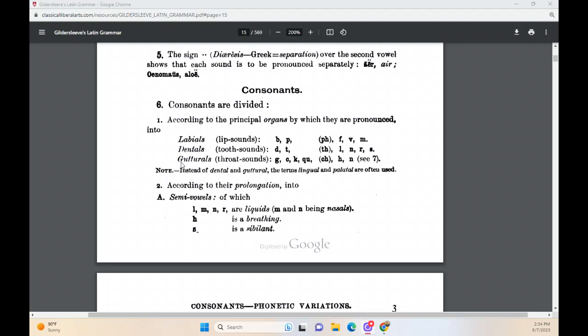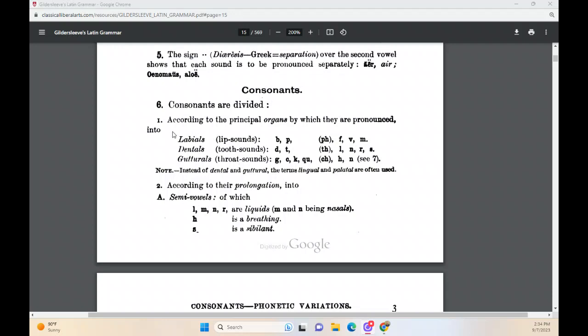And gutturals are consonants that are pronounced principally in the throat, in the back of the mouth. And we'll see what these mean when we go through the example. So three groups of consonants: labials or lip sounds, dentals or tooth sounds, and gutturals or throat sounds. These are the three divisions of consonants.